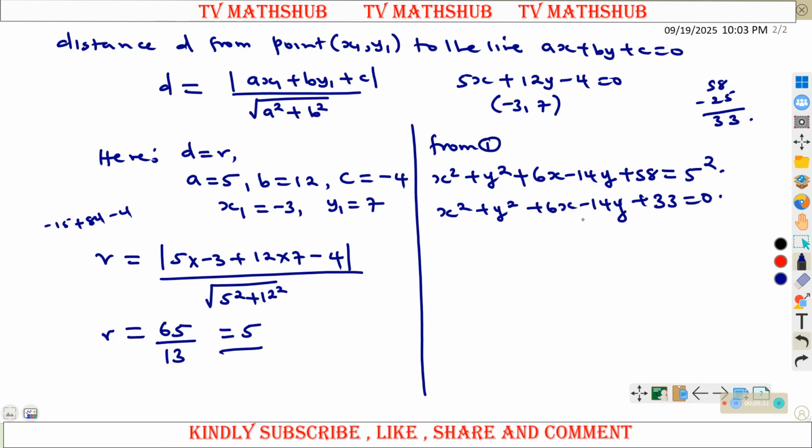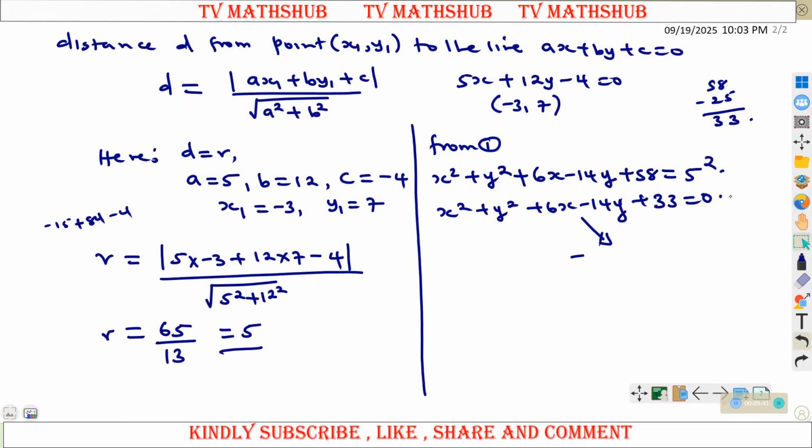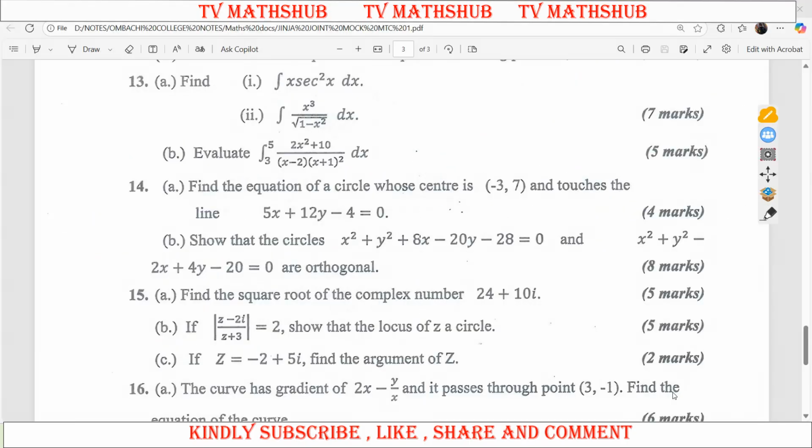And for that case, this will be the equation of the circle. So they wanted us to obtain the equation of the circle. So this is the equation of the circle. And that will be done.